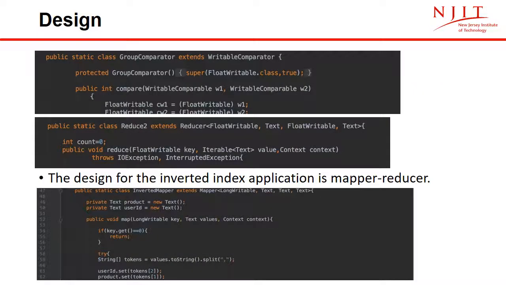So on this slide, you see the group comparator and the reduce function that I was talking about earlier. This was for the Amazon top 100 products. Now for the Amazon inverted index application, we just have one mapper and one reducer. Basically, what this does is it calculates the inverted indexing. Now this is very helpful as the output can show what products are reviewed by which users.